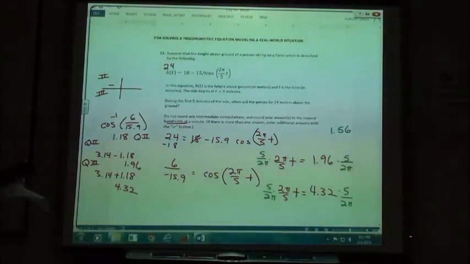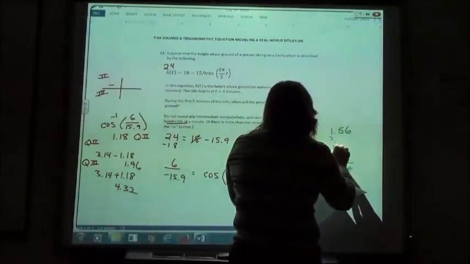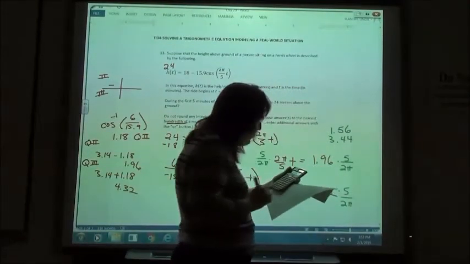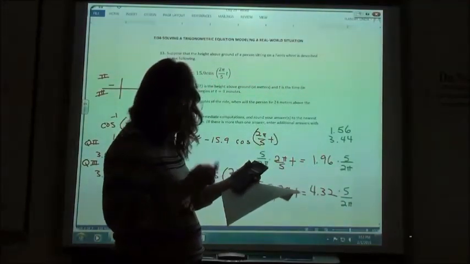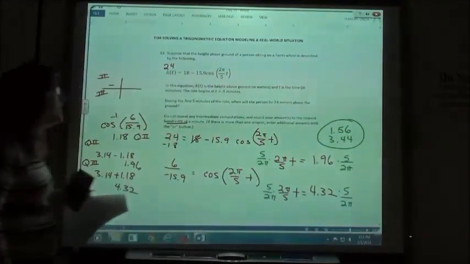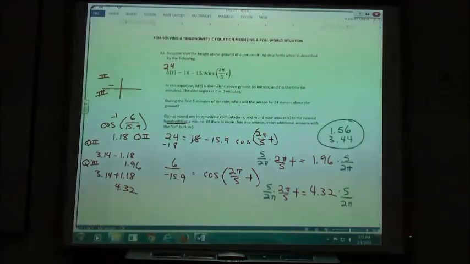Doing my other one, 4.32 times 5 divided by 2 shift EXP to put the pi on there. So 4.32 times 5 divided by 2 pi is 3.437, so 3.44 when I round it off. Those are going to be my 2 answers, either at 1.56 minutes or 3.44 minutes is when your person is going to be 24 meters above the ground.